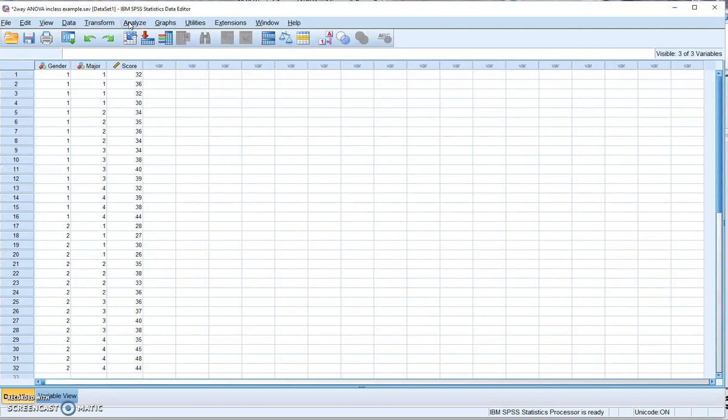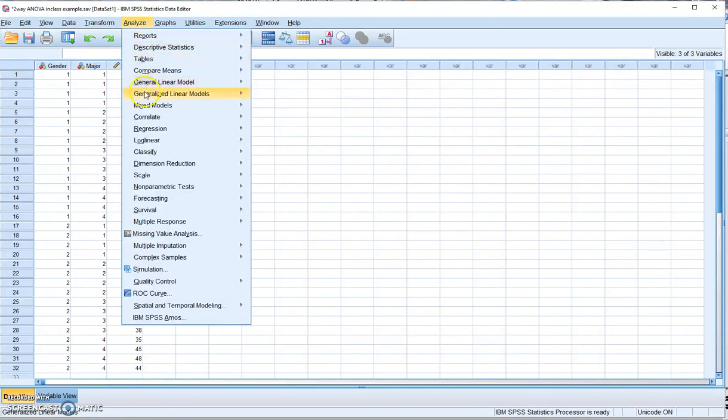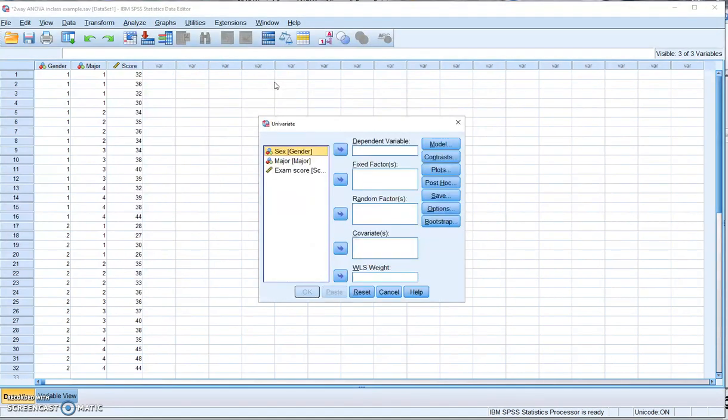So to run two-way ANOVA, we come to this place, analyze, go to general linear model, and pick univariate because we only have 1 dependent variable. So here, put exam scores into the place for dependent variable and treat both independent variables as fixed factors. And in some cases, we're going to use random factors as independent variables, but the difference between fixed and random factors is beyond the scope of our course.